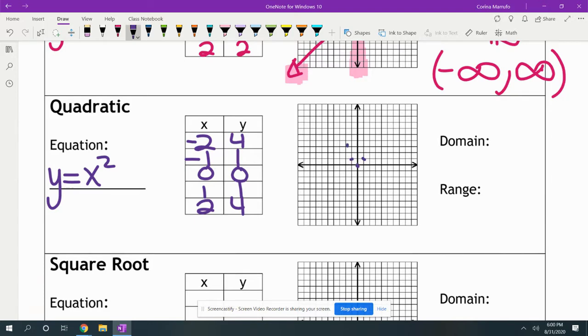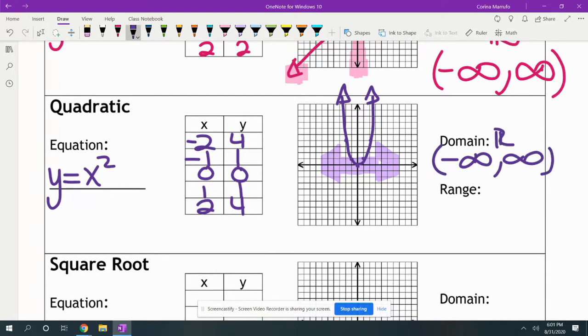It's like a U shape, and it's actually called a parabola. So this is what our graph looks like. Now for our domain, if you notice, our graph will slowly spread apart. It slowly spreads this way, and it slowly spreads in the opposite direction. So our domain is going to go from -infinity to +infinity. It covers all real numbers.